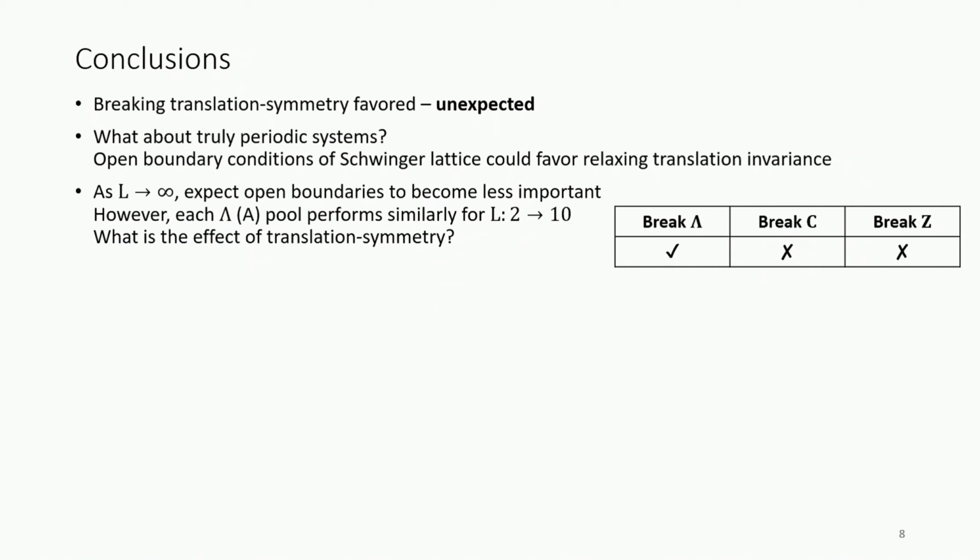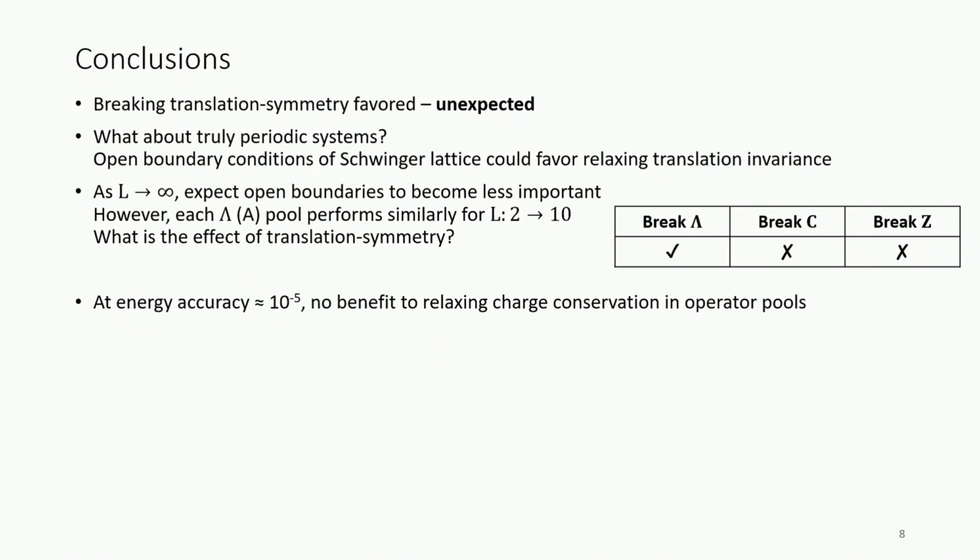So this leads to the question of whether we can indeed make such a conclusion about the translation symmetry. And so currently, what we're doing is running experiments for a fermionic model on a periodic lattice, which has periodic boundary conditions. And then regarding the charge conservation, we find that there is no benefit to relaxing the charge conservation.